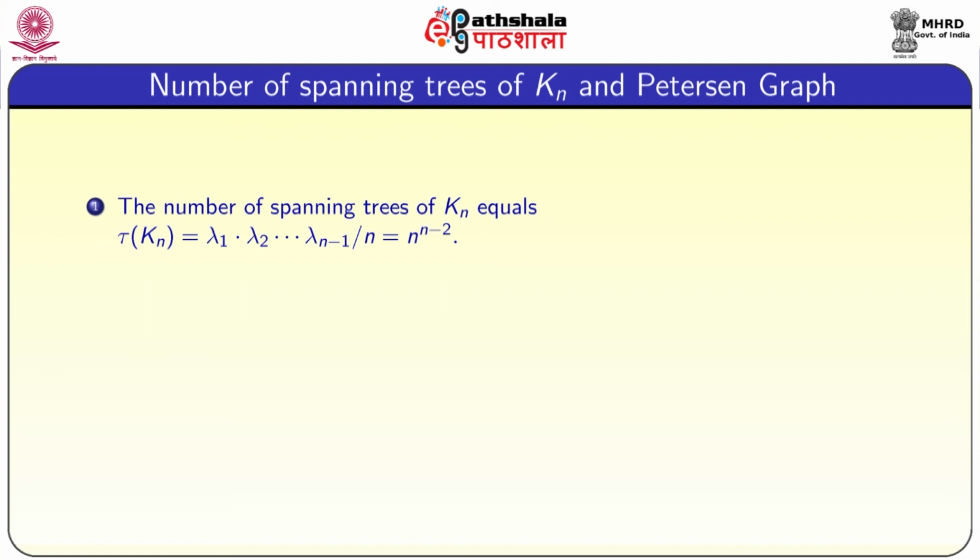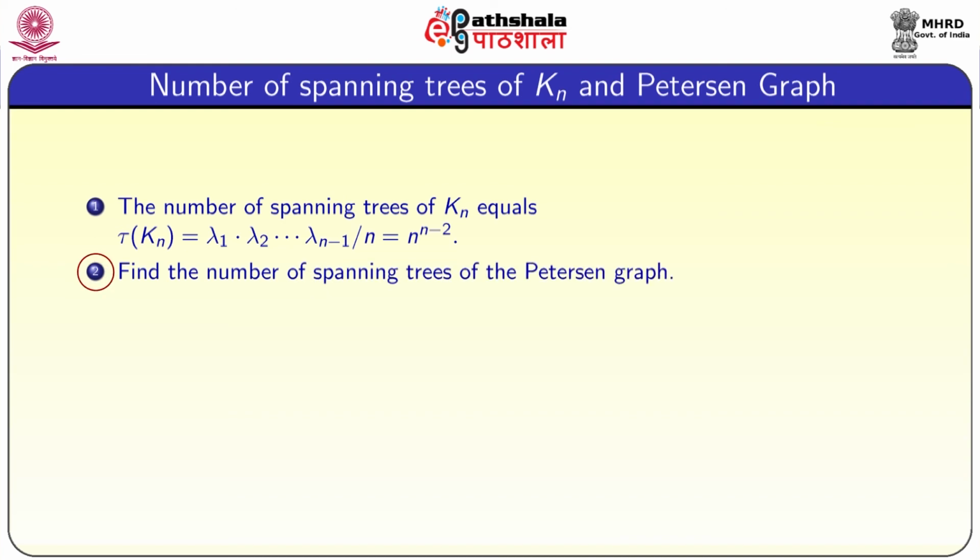The number of spanning trees is equal to the product of all eigenvalues excluding 0, divided by n. So the number of spanning trees of complete graph Kn is equal to tau of Kn, which is equal to lambda 1 into lambda 2 and so on lambda n minus 1 by n, whereas we know that the Laplacian eigenvalues of Kn are 0 one time and n, n minus 1 times. So lambda 1 into lambda 2 and so on lambda n minus 1 is equal to n power n minus 1. So we have the number of spanning trees of the complete graph is equal to n power n minus 2.